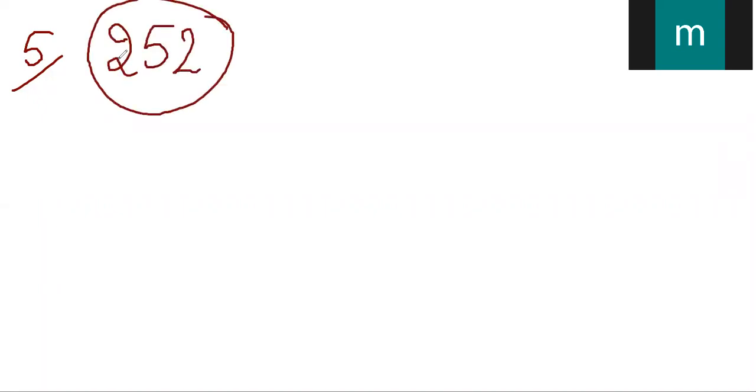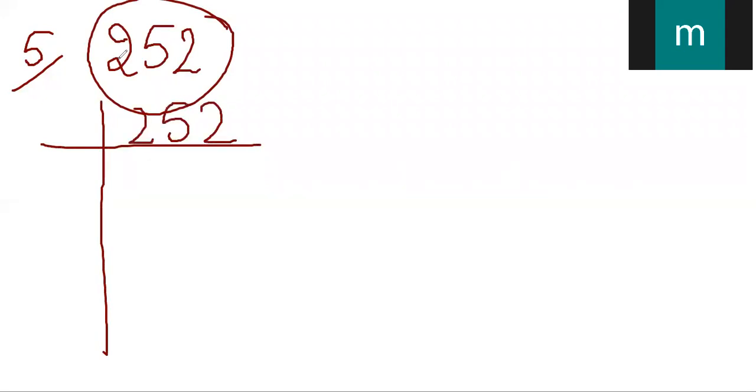Firstly, you are given 252. First you have to tell by which number this number should be multiplied to make it a perfect square. For a perfect square, the number should be in pairs, meaning one number should be repeated 2 times, right? One single number should be repeated 2 times. So how will we check it? Firstly, we will do the prime factorization, right?